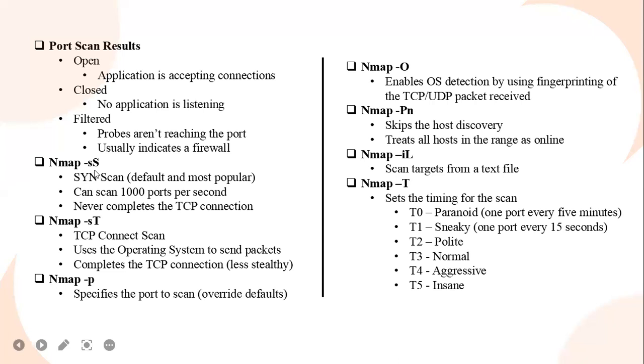If you're writing the CompTIA PenTest exam, you want to be aware of these, you want to know. So you have the -sS SYN scan, you have the -sT TCP scan, you have the -p when you're trying to specify the port to scan, and you override all the other defaults. -O when you want to do OS detection, or what we call OS fingerprinting. The -Pn when you want to skip host discovery. The -iL when you want to scan from a particular text file. Then of course -T when you want to set a particular timing for the scan that you're running.